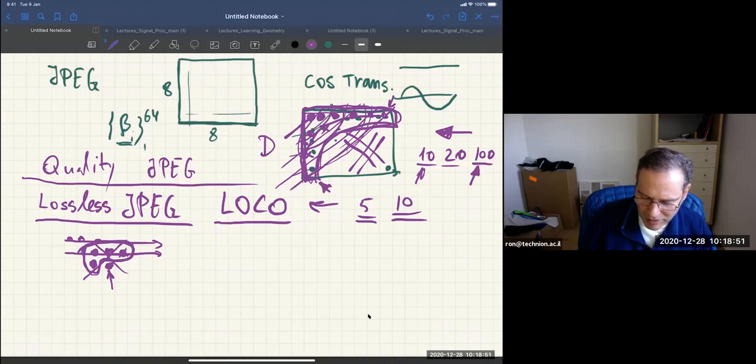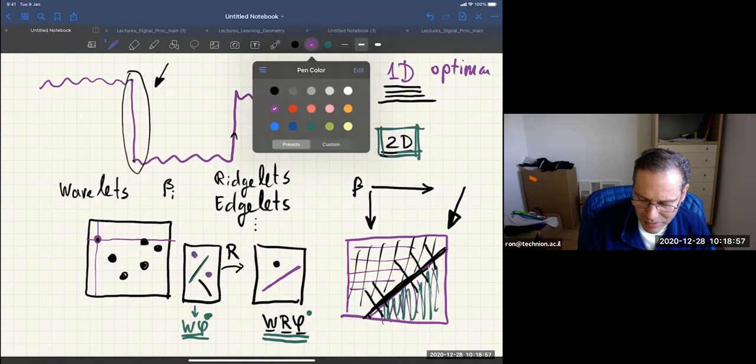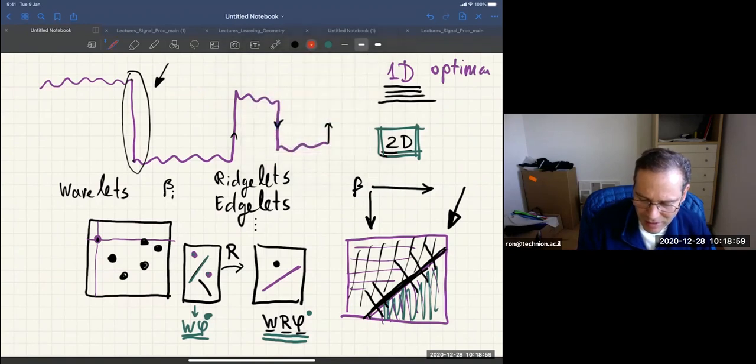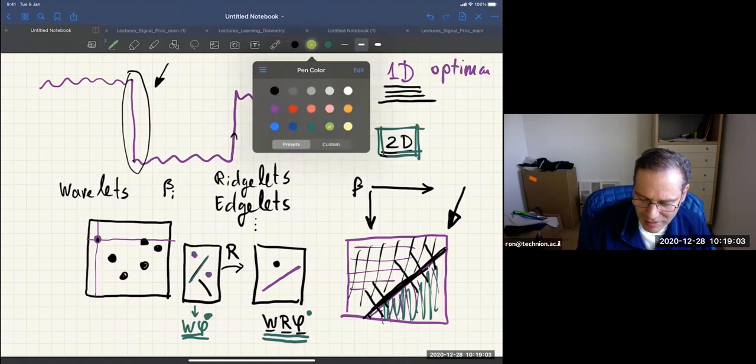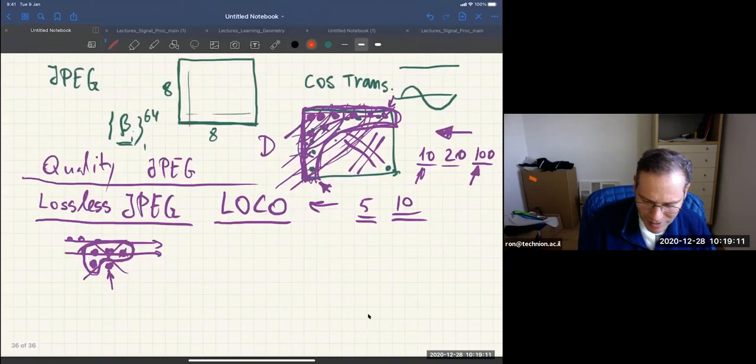Now I mentioned that wavelets were optimal. It was optimal for 1D signals, but it was not optimal for 2D signals. I mean, people tried to make it optimal, but it was not. Now in images, there was also JPEG 2000.